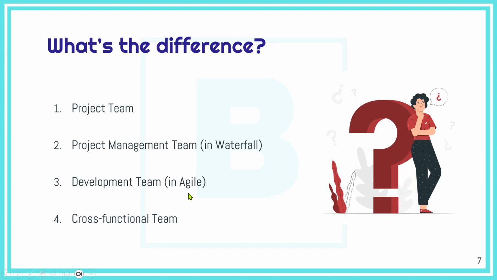And usually the development team in agile is cross-functional. Cross-functional means people have their own specialties, but they also have general knowledge about the other areas, so they can collaborate with the team members and cover for them in case of absence, etc.